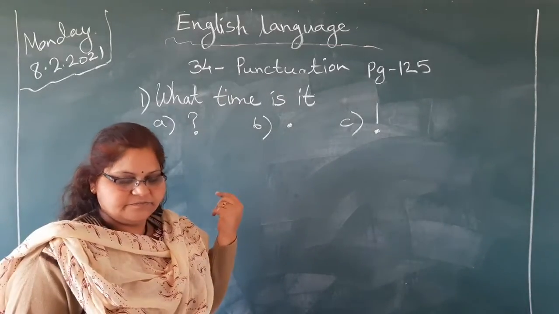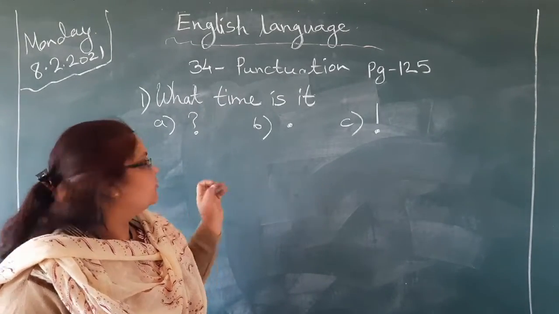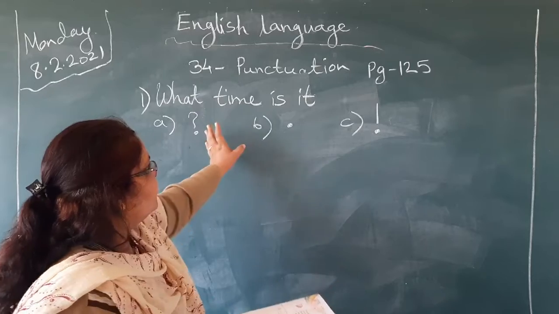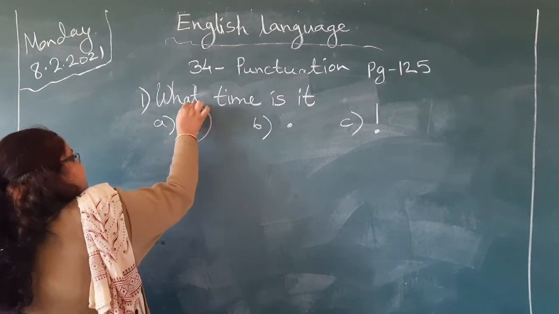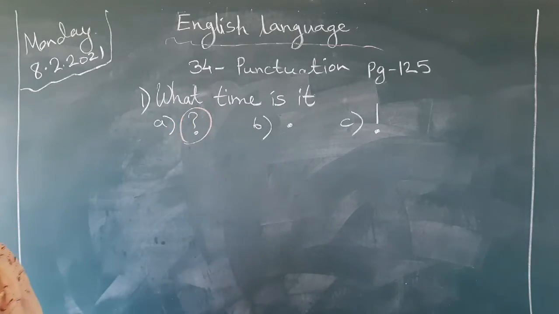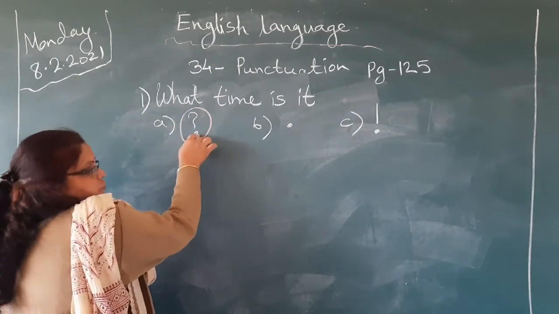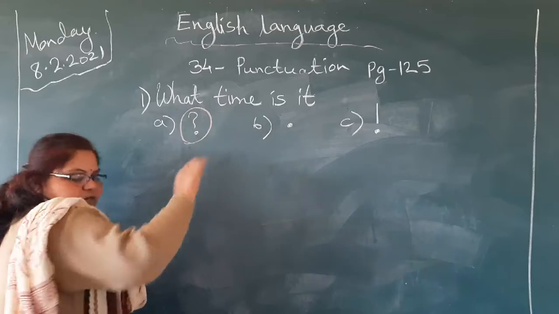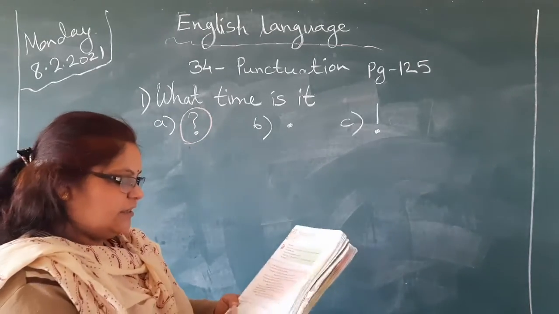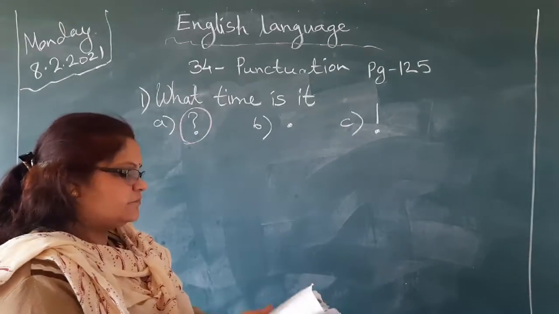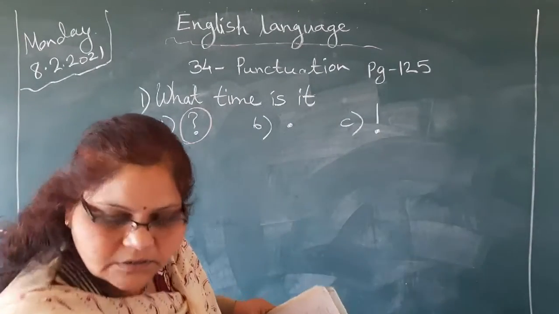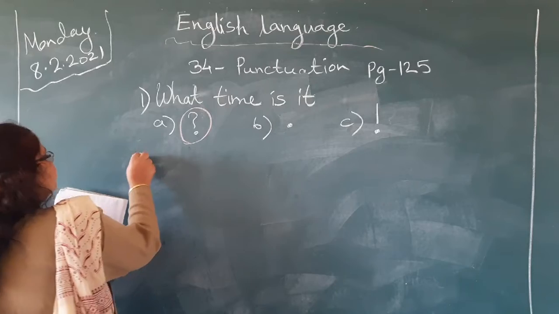What time is it? Kya time hua hai? To ye question hai. So no answer is expected over here; it is a question mark. You have to just circle the correct answer. What is the correct answer over here? It is question mark, so you just do a circle. Moving to page number 126, number 2.